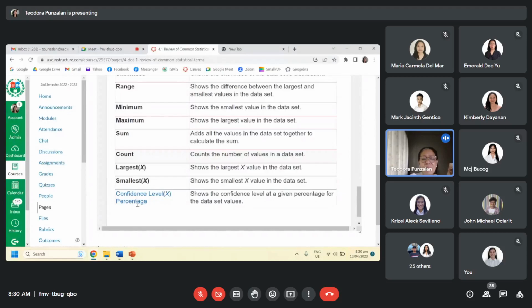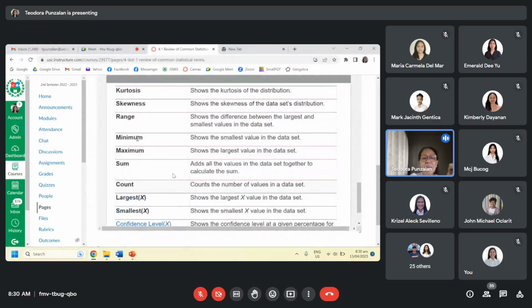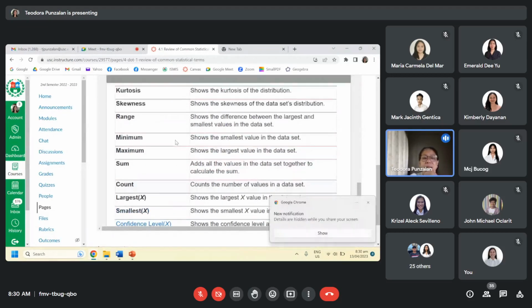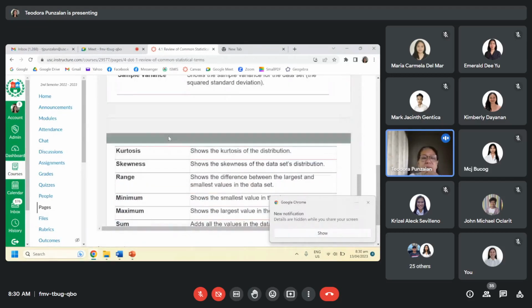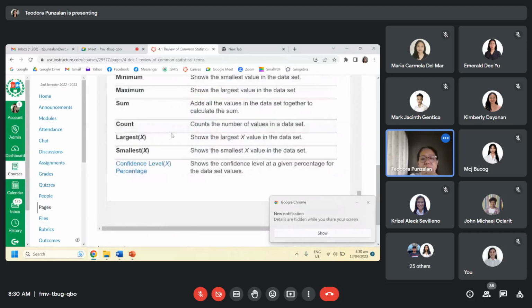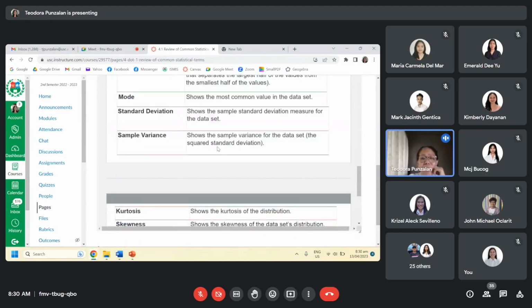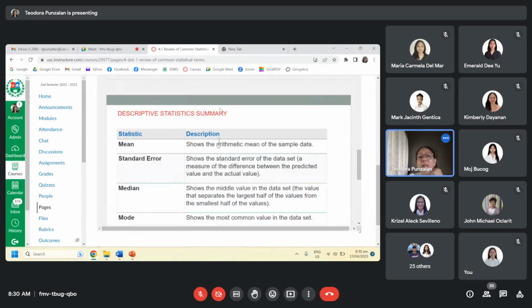Sometimes the confidence level or the percentage, I omit this in the discussion. And sometimes the minimum, the maximum, the largest, and the smallest refer to the same values. They are the same. So I either omit the largest x and smallest x and retain minimum and maximum. The sum and the count may be there. The range may also be there. Okay. So that's it. That's one thing that I forgot to include in my slides earlier.